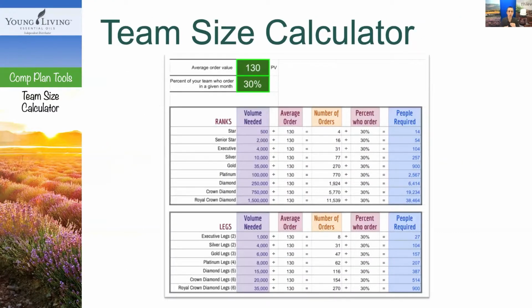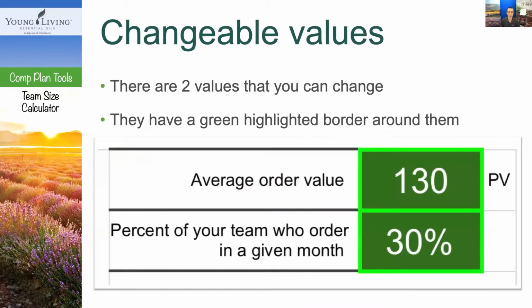So this is what it looks like. And you'll notice here that there are 2 fields with a green highlighted border on them. They're the 2 fields that we can fill in on this particular spreadsheet. And when we fill those in, it'll fill out all of the values below. So let's have a look at that. The changeable values are these 2 that are highlighted with the green border. They're the 2 values you can change.